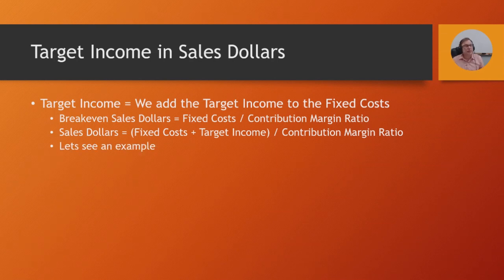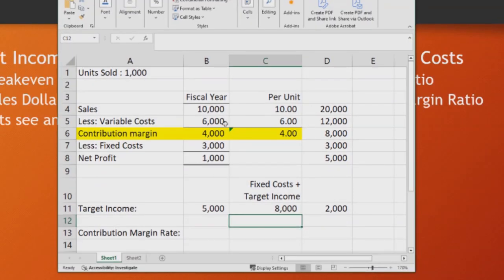And let's see an example. Here was our problem before that we had done. So right off the bat, we know the answer is going to be $20,000. That's the sales we need. So let's do it this way, though, using the contribution margin rate. Well, the contribution margin ratio or rate would be the $4,000 divided by $10,000, our contribution margin divided by our sales. That's 40%.